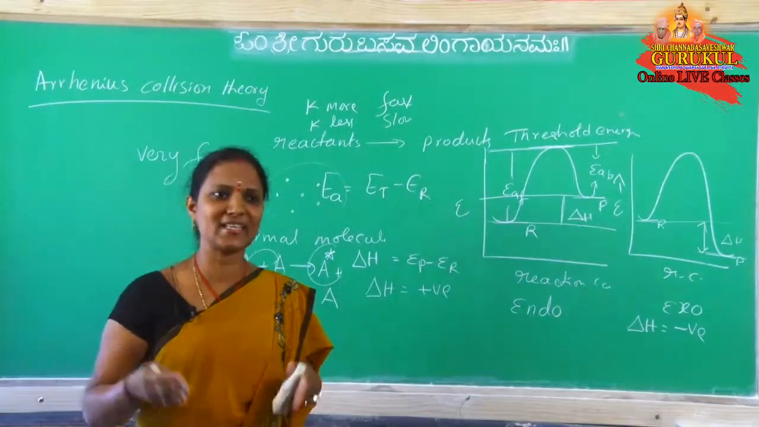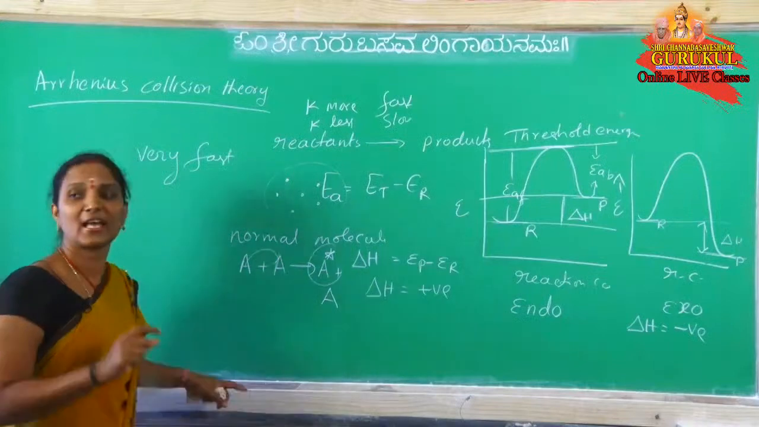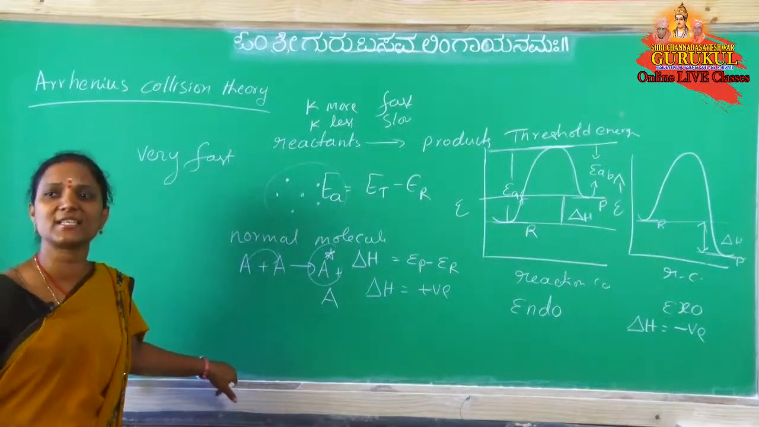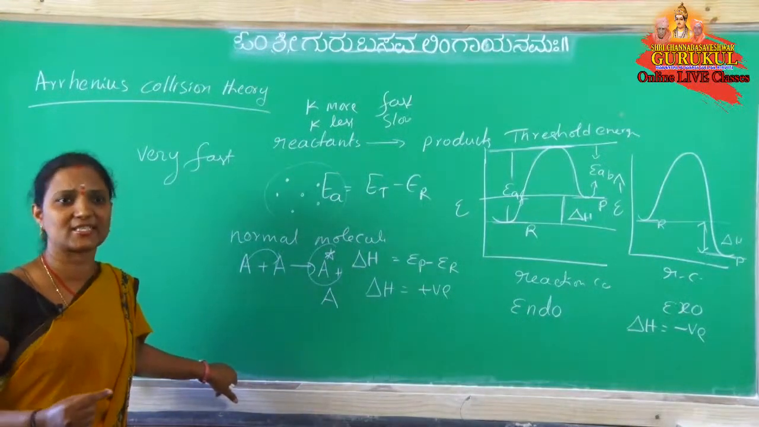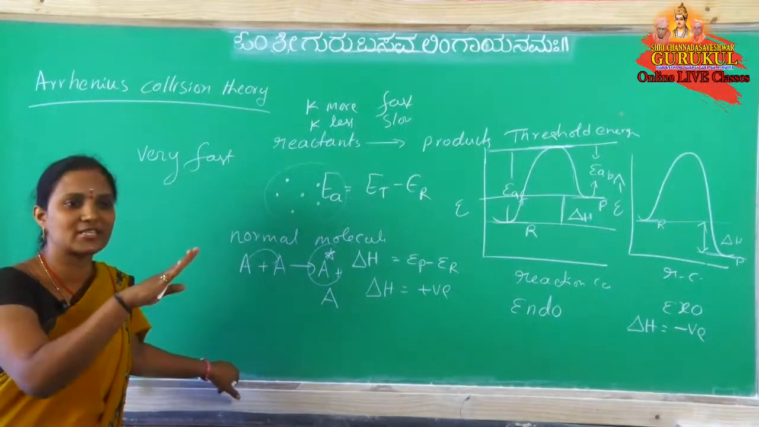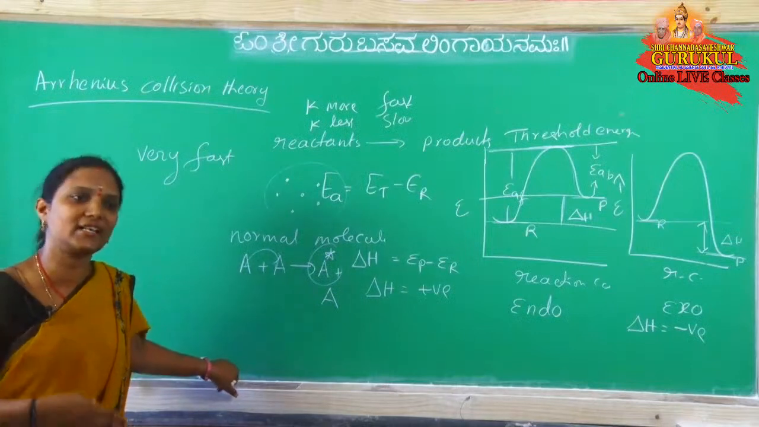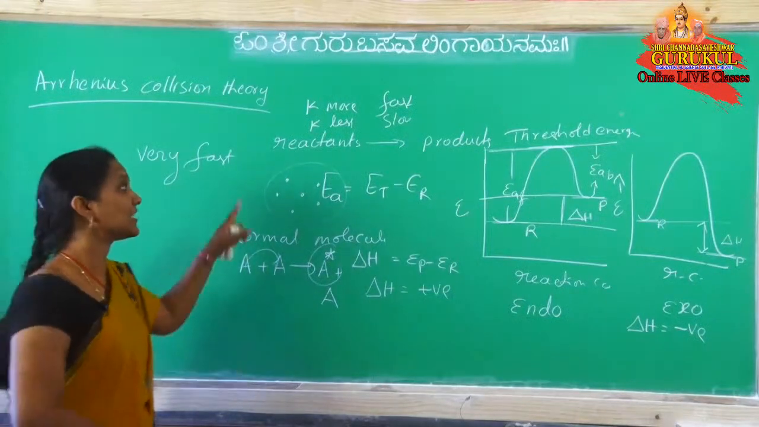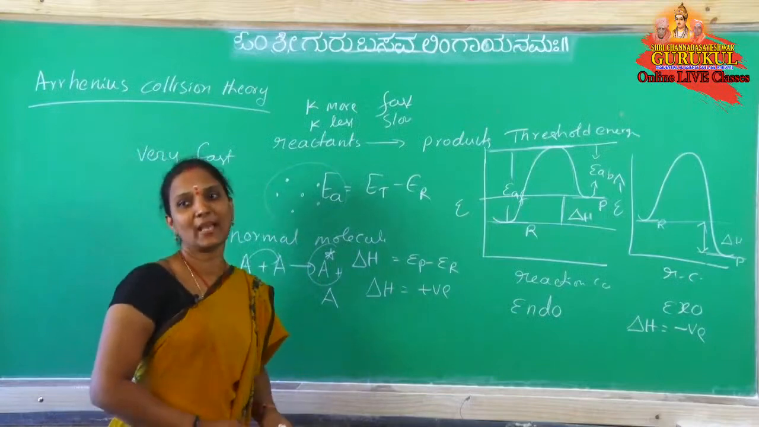Ea is more, K is less; they are inversely proportional. As the activation energy increases, the K value decreases. K value decreases means the rate decreases. K decreases, rate decreases. Nothing but K is inversely proportional to activation energy.